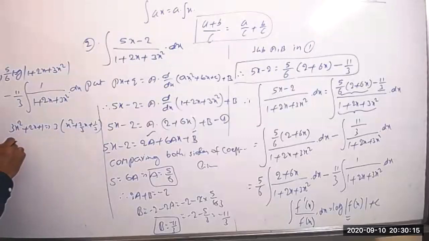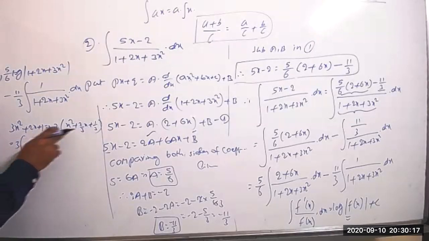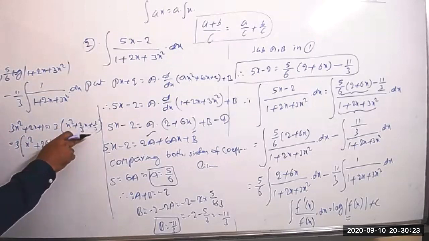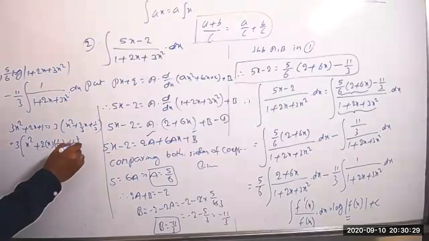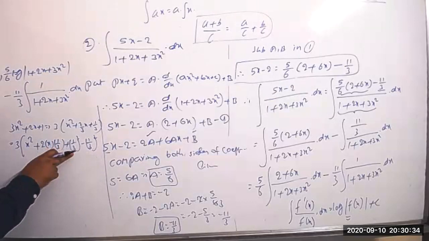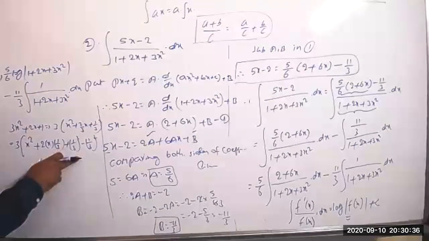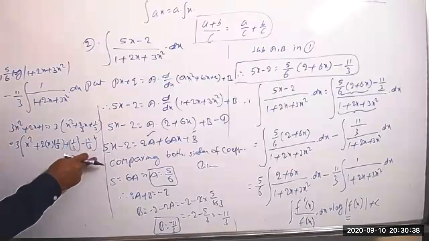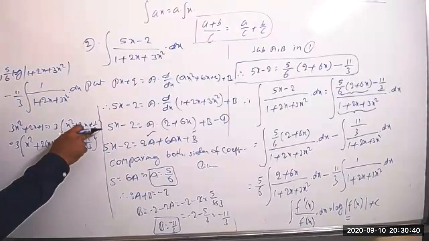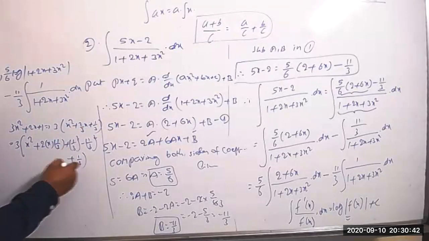Apply complete square. 3 into x square, a square plus 2ab. 2 into x we got, all 2x we got, 1 by 3 still pending. So b must be 1 by 3, plus 1 by 3 whole square minus 1 by 3 whole square. Why have we taken these two terms? Because actually 1 by 3 whole square is not there in this term. That's why we take immediately minus 1 by 3 whole square also. Whatever still remains is the constant value, 1 by 3.